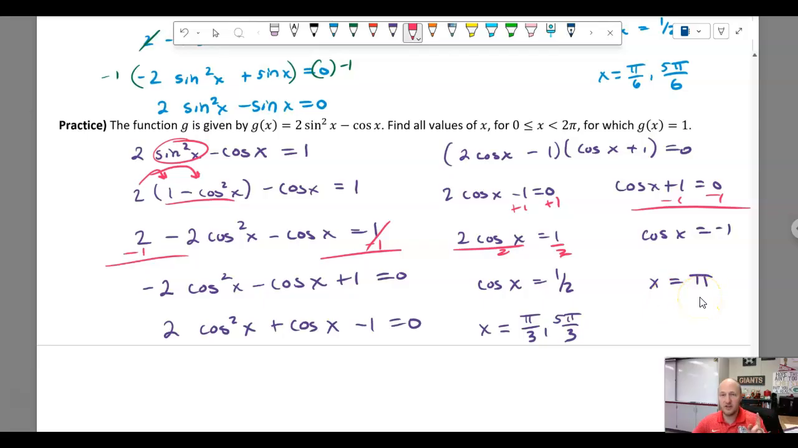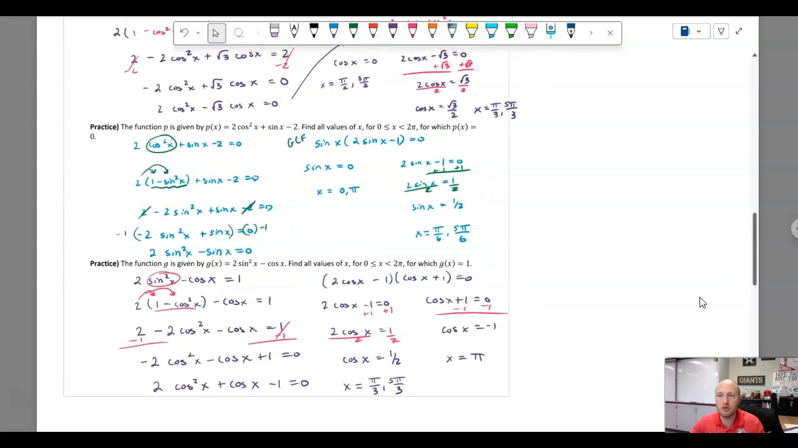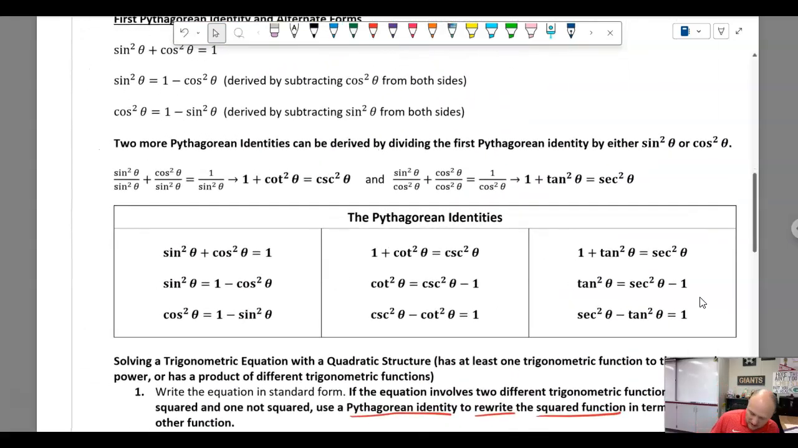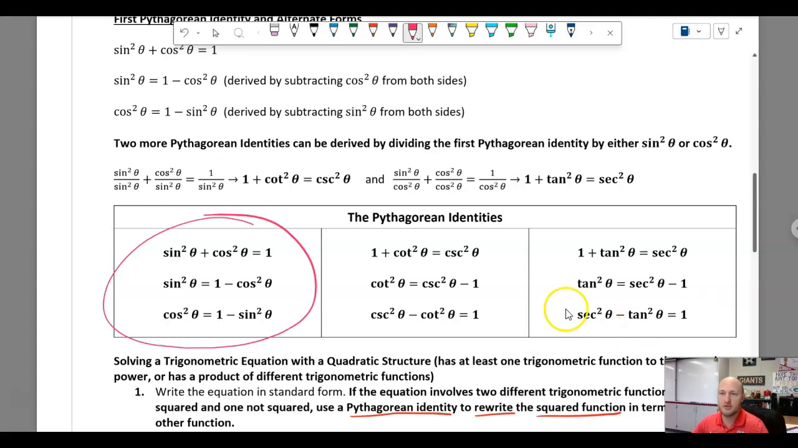Okay, hopefully in this video you learned how to utilize the Pythagorean identities, mainly these ones here, in order to substitute them out and put a quadratic equation in terms of the same trig function. You cannot solve if they're in different trig functions. So that's what we learned.